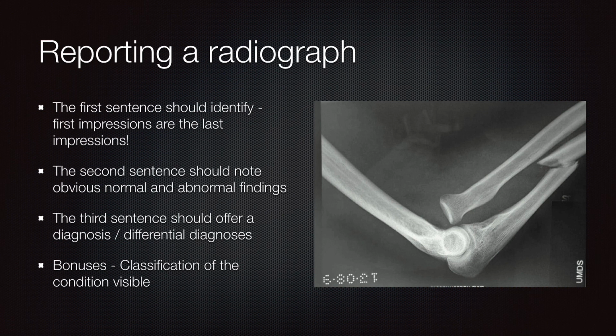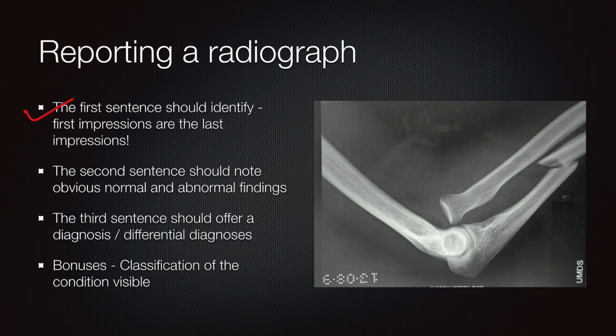The first one is that the first sentence should identify the radiograph, and this should be a short, crisp, and scientific sentence to let the examiner know that you are building up towards making a good reporting and that you know your basics. Remember, the first impressions are the last impressions, and this first sentence will set the stage for the rest of the radiology which you will report.